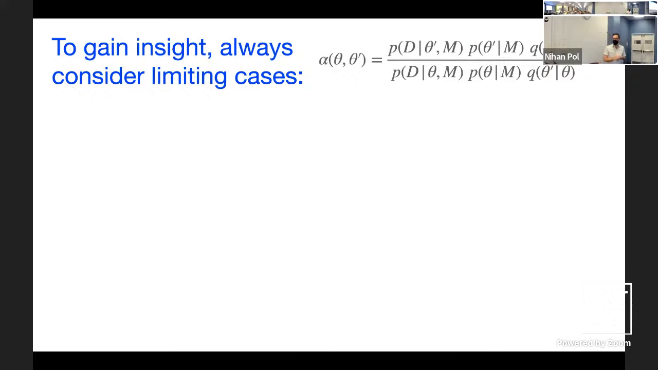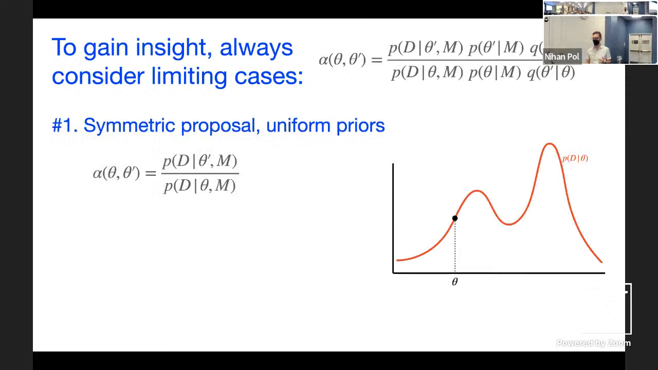Okay, so the best way to gain some intuition is to think about limiting cases. And so we're going to look at, I think, 3 different limiting cases of this transition probability of how this Markov chain Monte Carlo thing works. The first of those limiting cases is the nicest one to have to deal with, where you have a symmetric proposal distribution and you have uniform priors.